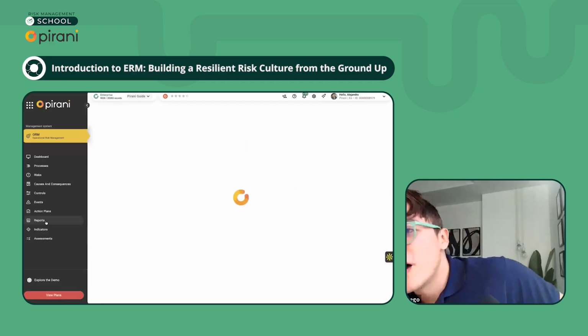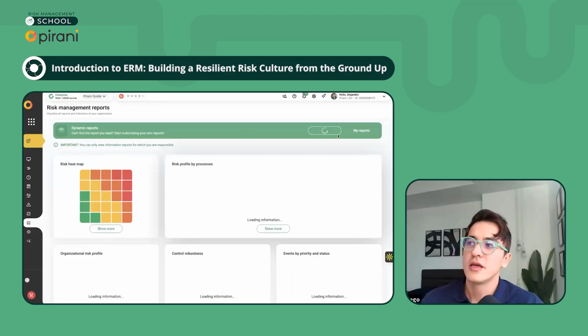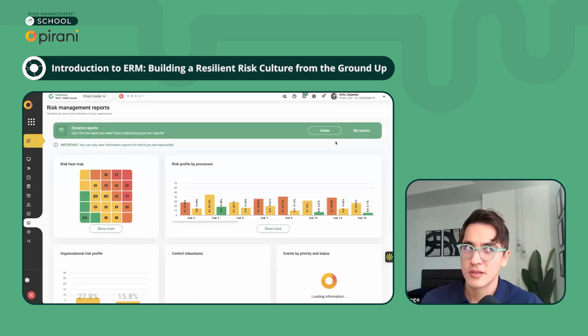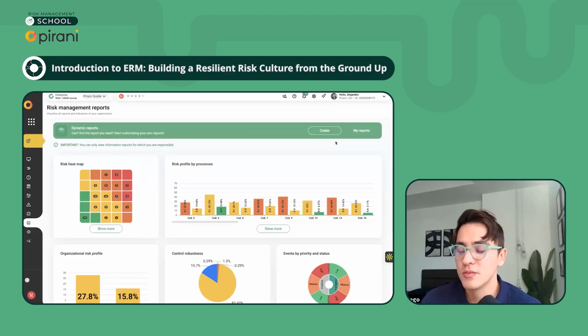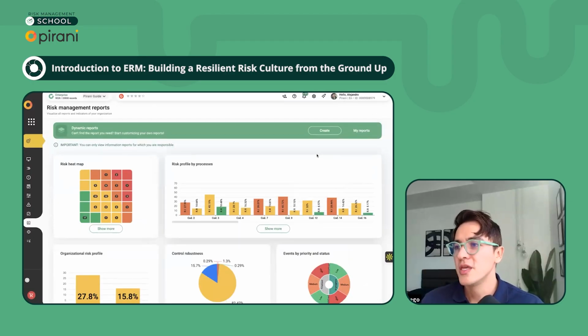But we also have the module of reports, either the custom reports or the report builder. If you want to create a specific report for your regulator or for your board, you can do it in Pirani in the reports area. Or maybe you are more familiar with creating your reports in, I don't know, Power BI or Tableau. We also integrated with those platforms.